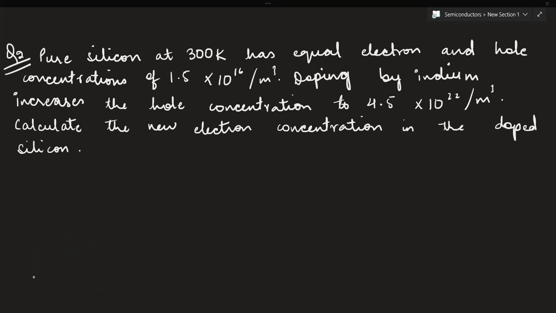See, the second question says that pure silicon at 300 Kelvin has equal electron and hole concentrations of 1.5 into 10 to the power 16 per meter cube. Doping by indium increases the hole concentration to 4.5 into 10 to the power 22 per meter cube. Now we have to find out the new electron concentration in the doped silicon. So we have a relation, if you remember, just use that relation, then you will get the electron concentration.